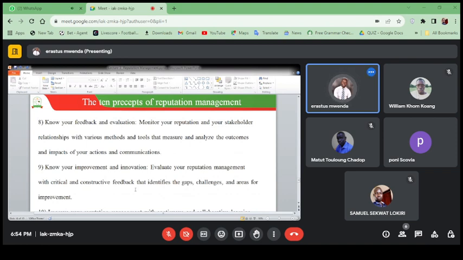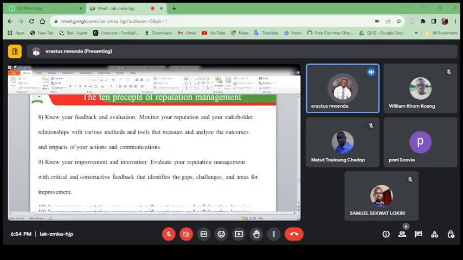We talked about the importance of you giving feedback. And we also mentioned the issue of monitoring your reputation. So any negative information or feedback that you receive, you need to try and respond where possible. Also apologize for the sake of moving the organization forward. And then also you need to know your areas of improvement and innovation.